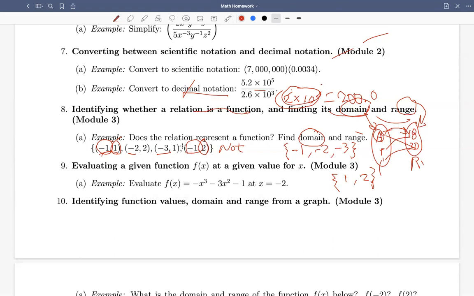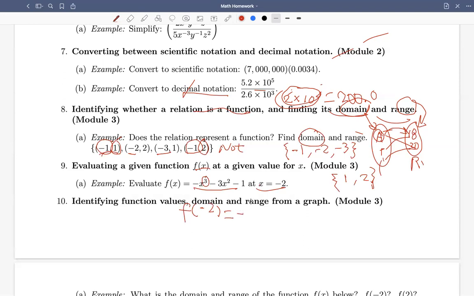Okay, now let's see 9. We want to evaluate the function at a given value for x. Here we have a function, and this is a polynomial function, polynomial of degree 3, because the leading term has an exponent of 3. We want to evaluate at x equals -2. So what do we do? We just change the x value to be -2. Wherever we see x, change it to be -2.